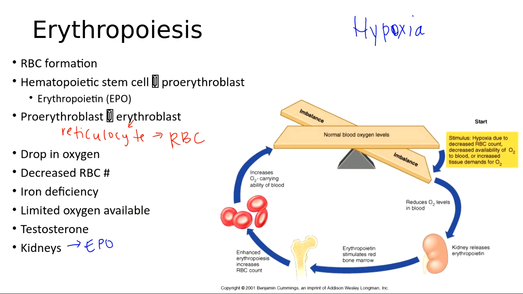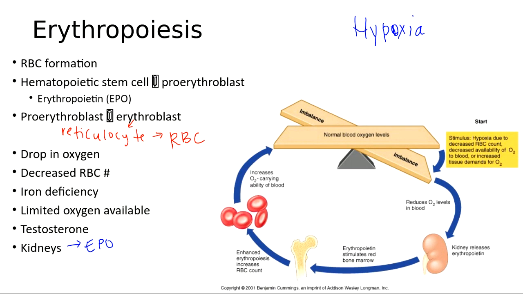Hypoxia is a drop in blood oxygen levels. So why does this happen? Well, let's say the person has lost a lot of blood. They don't have as many red blood cells then, therefore they don't have as much hemoglobin, so their blood is not able to transport as much oxygen to their brain or any other tissue.